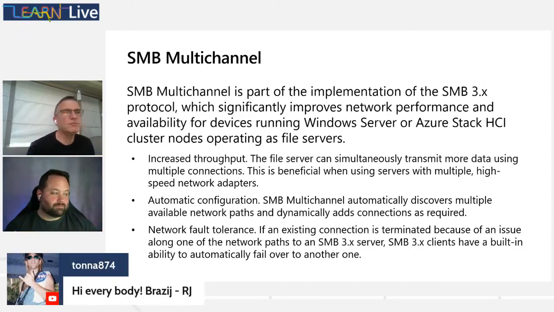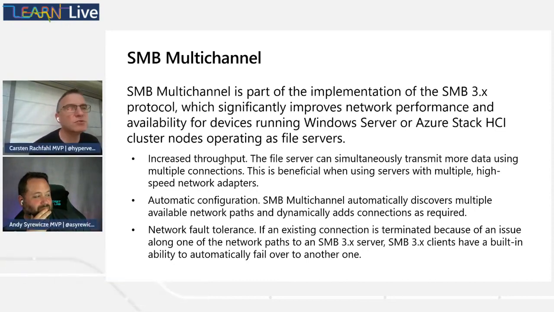I love the word magically. It really works magically. The protocol finds redundant ways to the server and uses them. If you have multiple connections, you can lose one, and there is redundancy built in by default. Nothing will happen to your workload unless you have only one connection left. So we have our network fault tolerance and multiple usage of the paths.